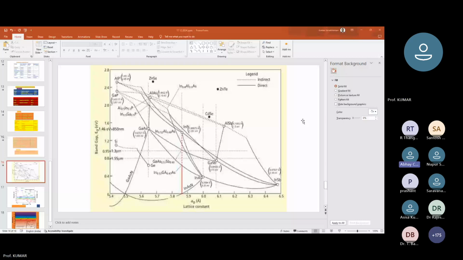Okay, sir. Sir is giving the overall band structure regarding semiconductor based on this work. The conduction band and valence band, the density of state is moving like that. Yes, sir. Thank you. Okay.